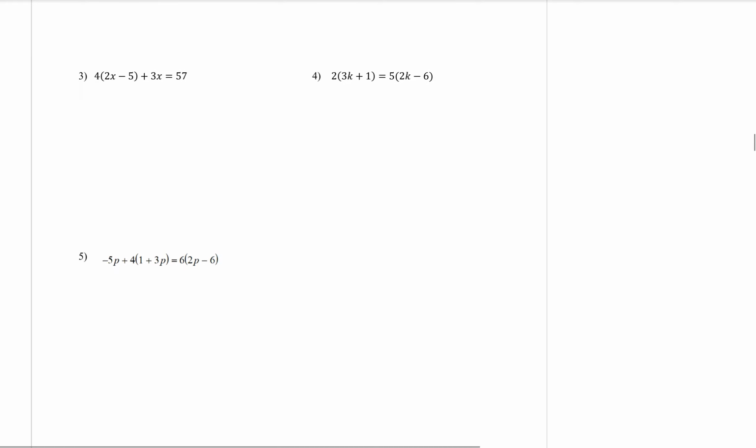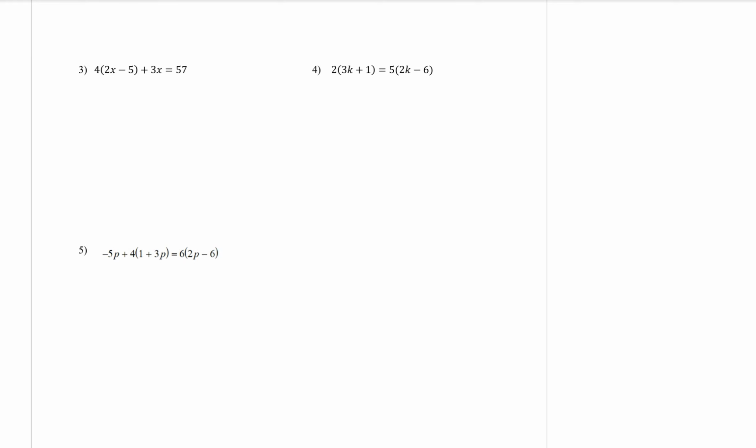Question 3. Always expand the brackets. So 4 times 2x, 4 times 2 is 8x, 4 times a negative 5 makes a negative 20. Then we have this 3x that's just sitting here at the end. It's not in the bracket, so I don't need to times it. So plus 3x equals 57.